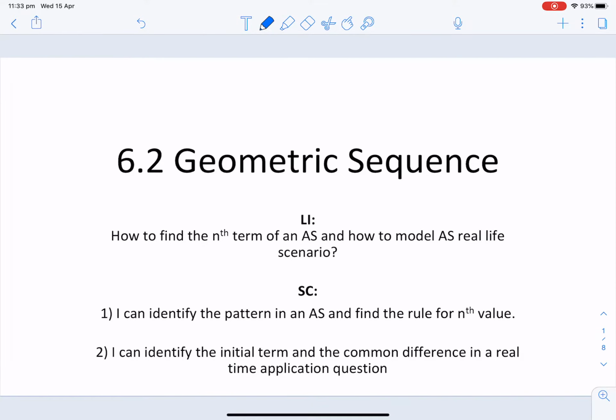6.2 geometric sequence. Before I get too far, I have put AS instead of GS in a couple of spots incorrectly. Didn't get around to fixing it, but not the end of the world. So, our learning intention: how to find the nth term of a geometric sequence and how to model geometric sequences in real life scenarios. Our success criteria: I can identify the pattern in a geometric sequence and find the rule for the nth value. I can identify the initial term and the common difference, in this case, common ratio, in a real-time application question.